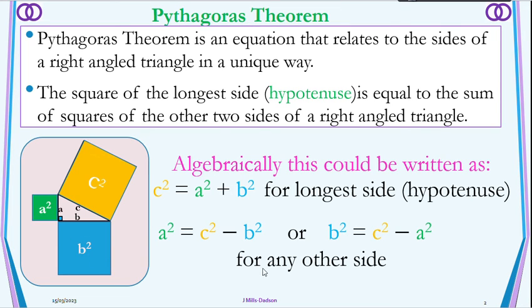So it could be stated differently. Addition rule for looking for the longest side, and you state it this way when you are looking for any other side: A squared, this is how you state it. B squared is how you state it. And so we're going to look at examples of using these to look for a missing side of a right angled triangle. So this is just an introduction for you to understand where the formula or the equation of Pythagoras comes from.